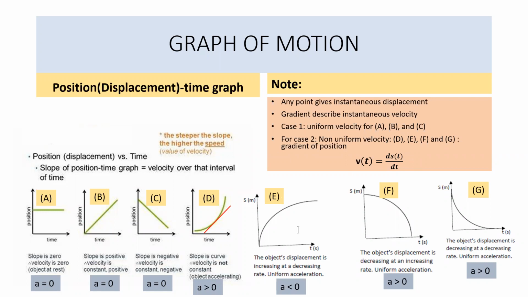For graph E, the object's displacement is increasing at a decreasing rate, meaning uniform deceleration. Manually, you can find the gradient of the line, for example like this, or you can use this formula if the function of S is given. Graph F, the object's displacement is decreasing at an increasing rate, meaning this is uniform acceleration. To find the velocity of an object with a path of motion like this, we can use this formula, or just find the gradient of the line manually, for example like this.